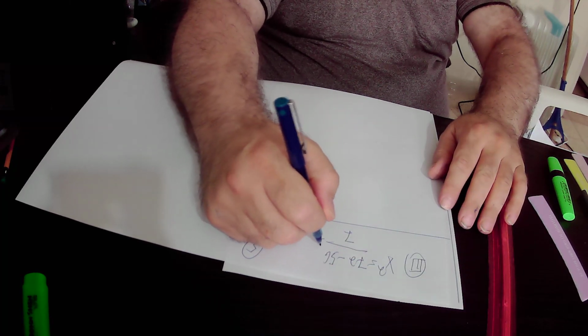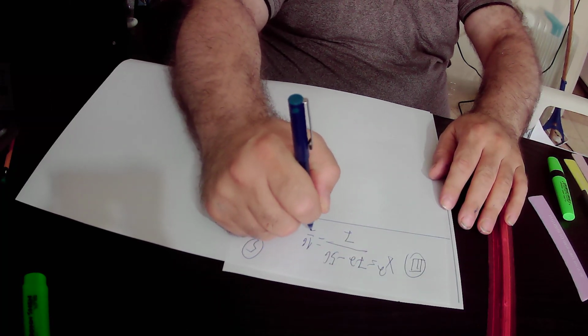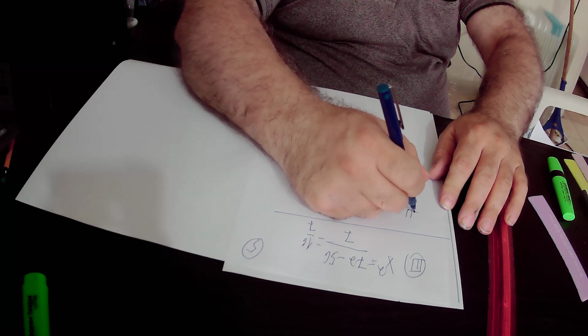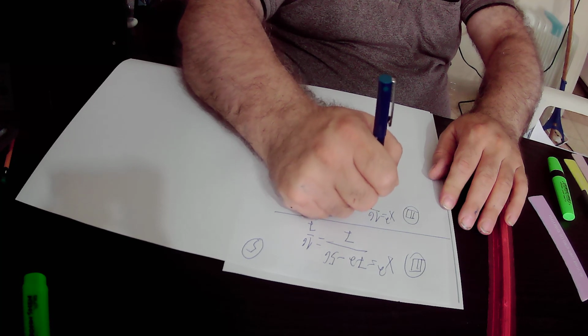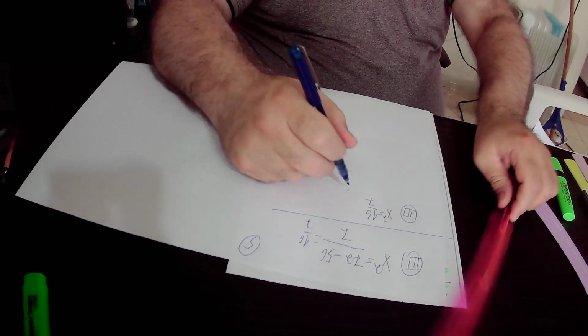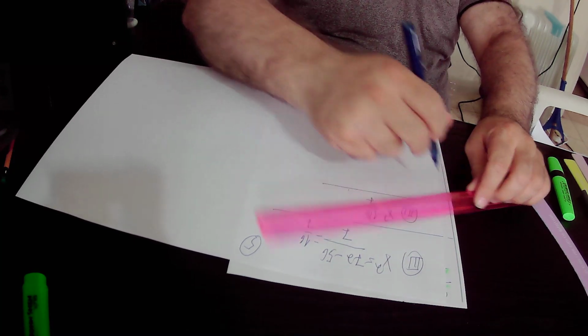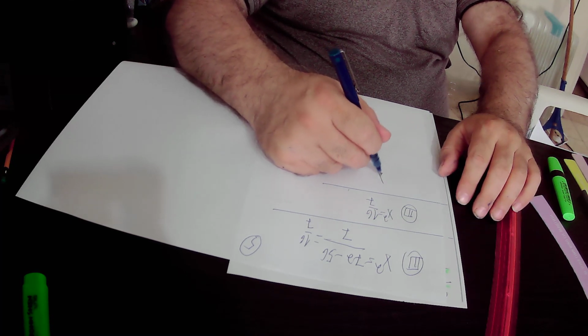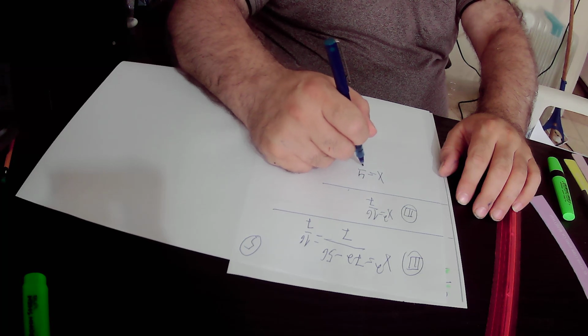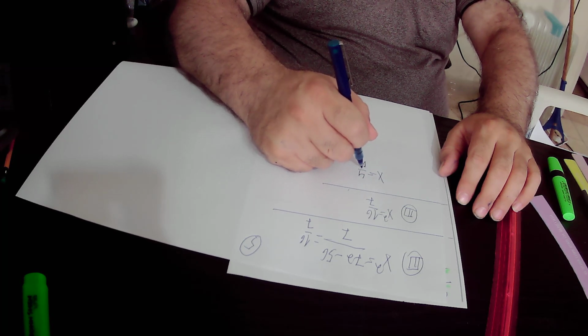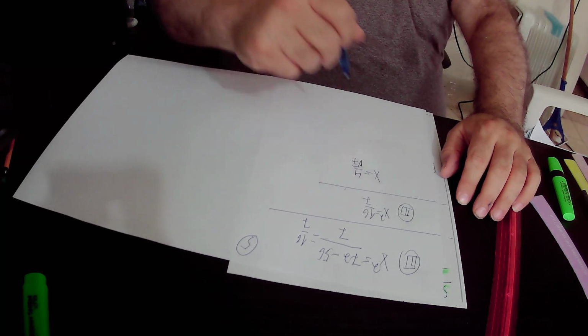So 72 minus 56 is 16 over 7. So in conclusion, I found out that x squared equals 16 over 7. So here we'll take a root of this equation, equation number 3, and we get that x equals the square root of 16, that is 4, over the square root of 7.